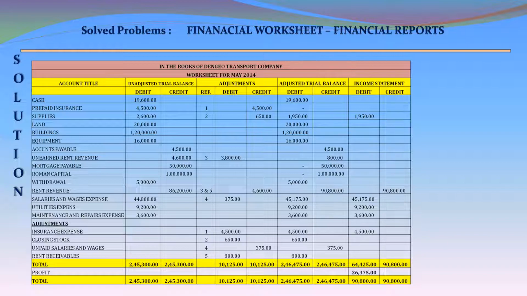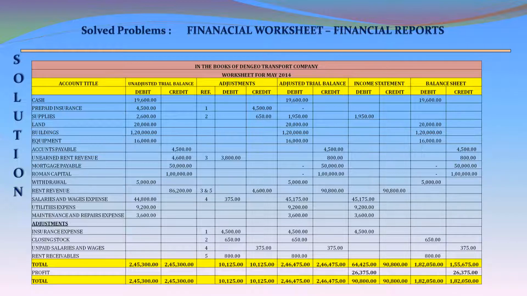Supplies 1,950 debit. Rent revenue credit 90,800. Salaries and wages expense debit 45,175. Utilities expense debit 9,200. Maintenance and repair expense 3,600. Insurance expense 4,500. Total debits 64,425. Total income 90,800. The difference of 26,375 is the profit.